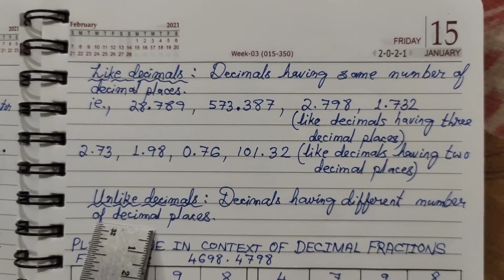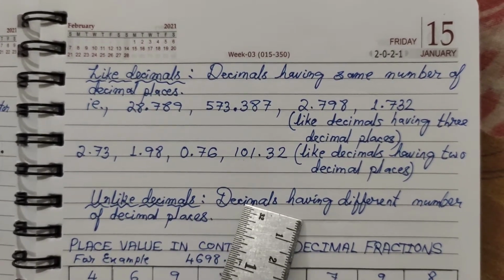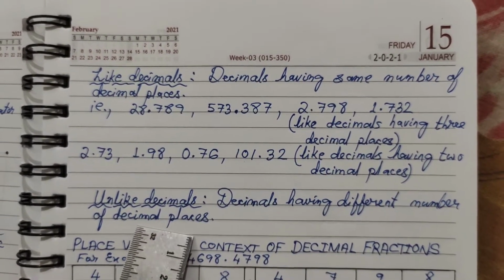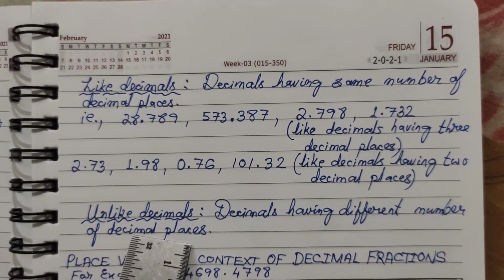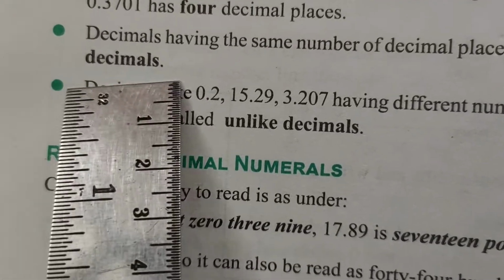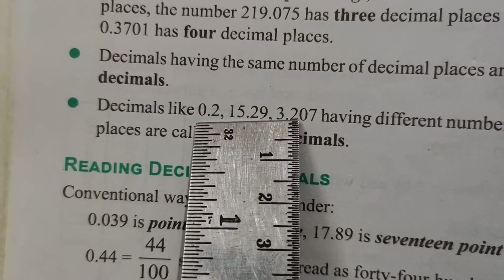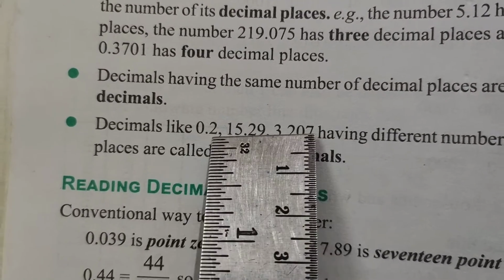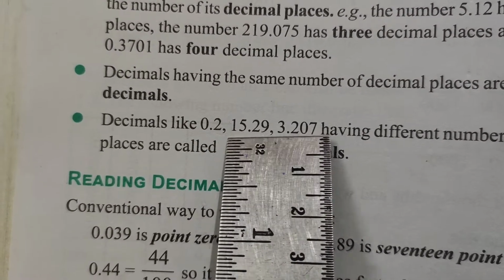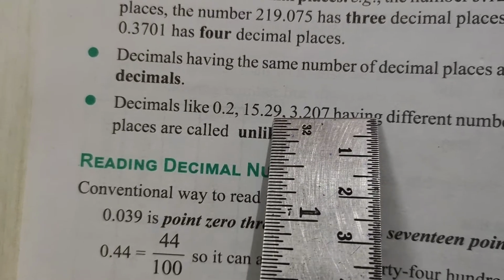Next is unlike decimals. Unlike decimals are decimals having a different number of decimal places. Let's see an example for this. Here, decimals like 0.2 and 15.29. See, in 0.2, after the point there is only 1 decimal place. In 15.29, after the decimal there are 2 decimal places.